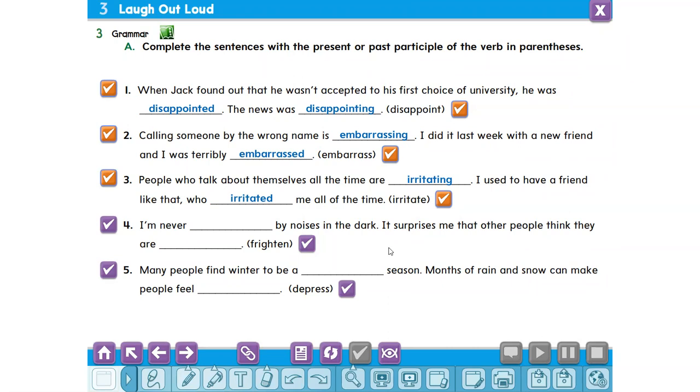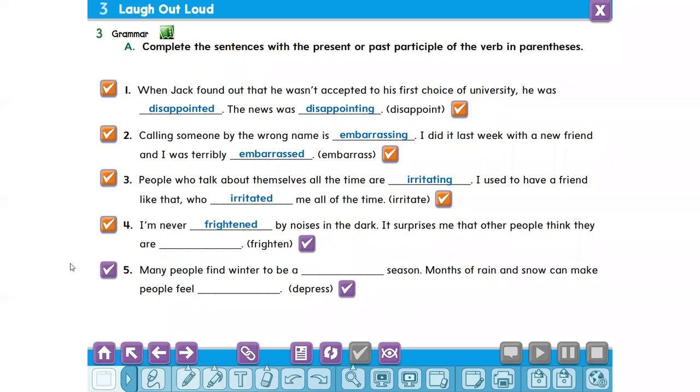Yes, Yasser. What's your answer? I am never frightened. Yes. So here we're going to use a past participle form of frighten as we are describing the person, how the person who is me feels. Okay. I'm never frightened by noises in the dark.